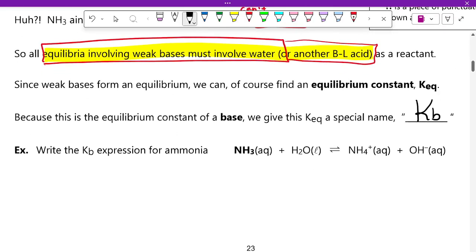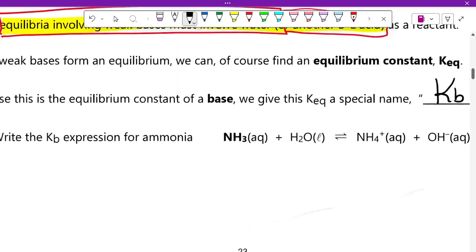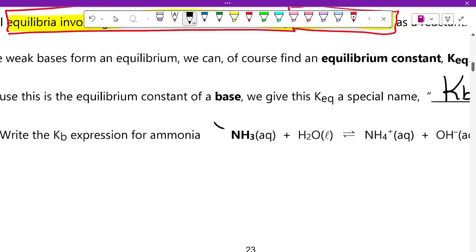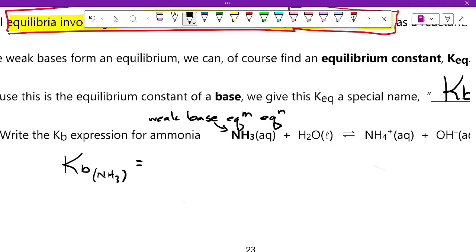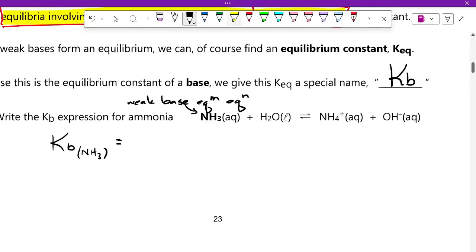And if we have our weak base equilibrium, we can write the KB expression. Could you please write the KB for NH3, using this? Just the expression. Not a value, just the expression.